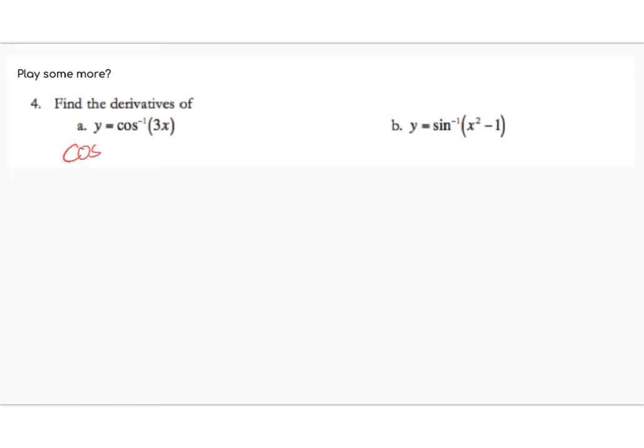We've got cosine of y is equal to 3x. I'm going to have negative sine of y times y prime is equal to 3. That gives me y prime is equal to 3 over negative sine of y. Now we need to find sine of y. So let's go from this point.